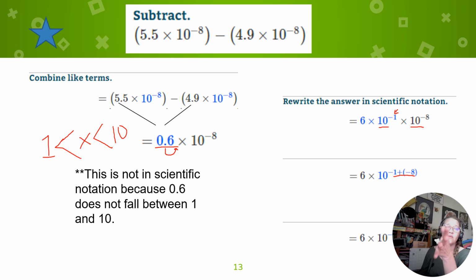And now for the big reveal, since you can't see it back here. Our final answer will be 6 times 10 to the negative 1 plus negative 8. That's negative 9. And then we circle it. That's what it says behind my head there, where it says negative 9.